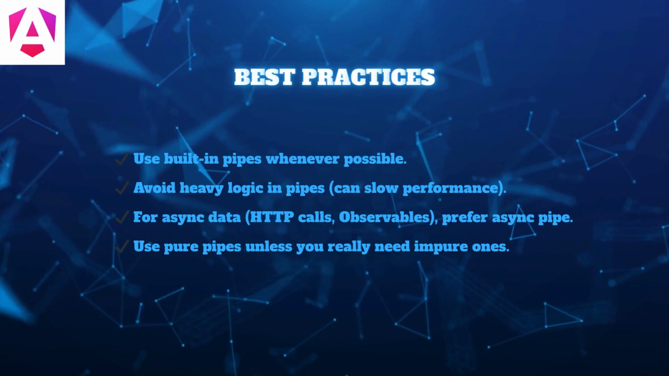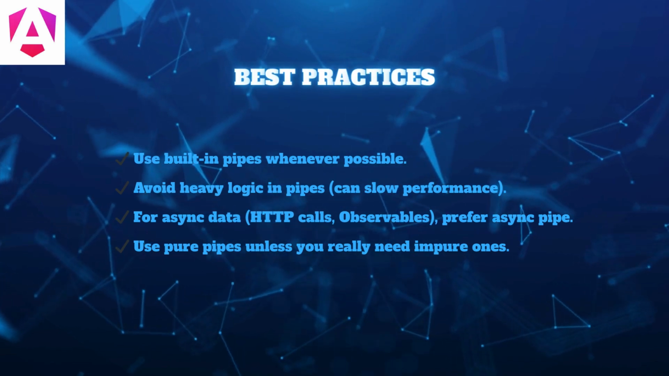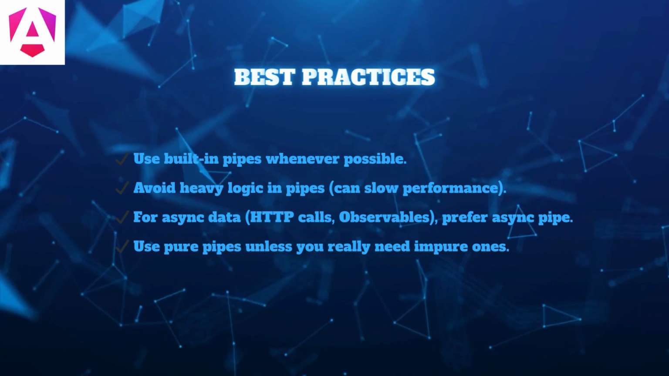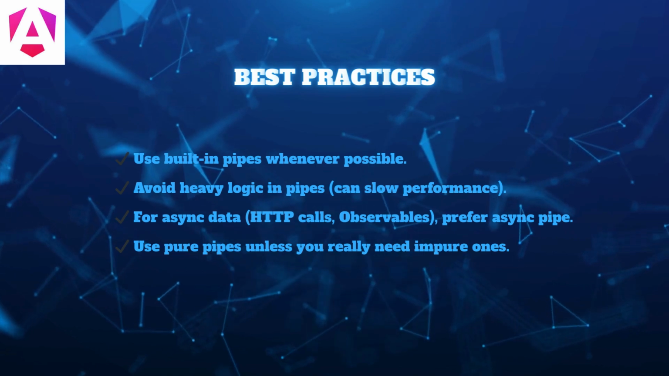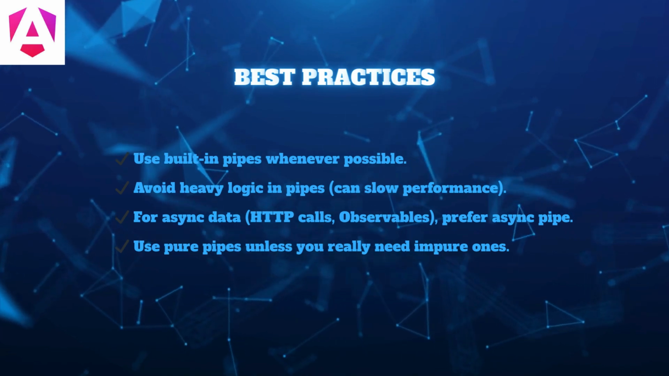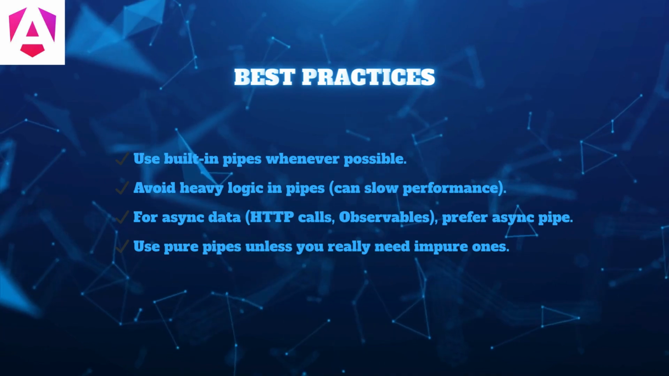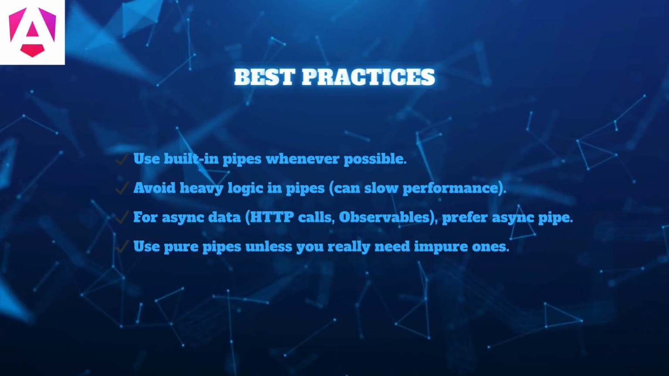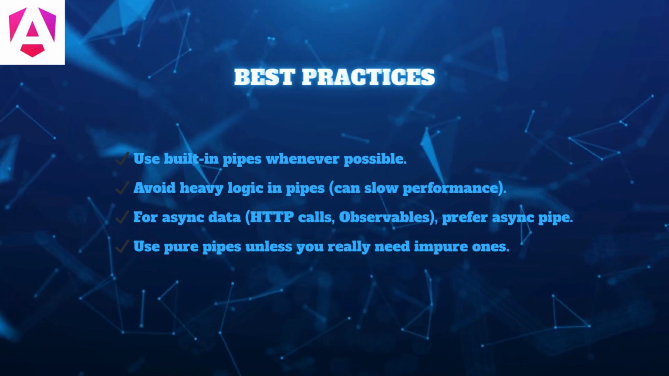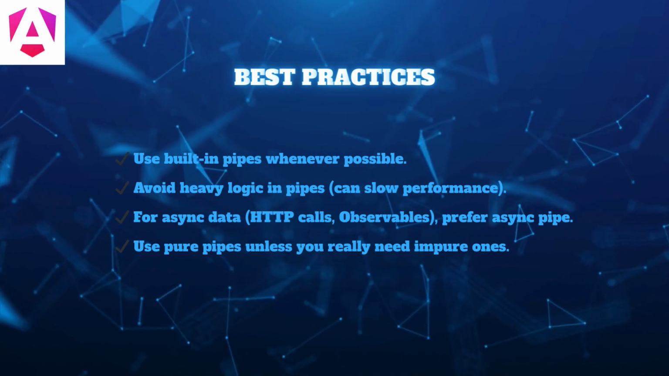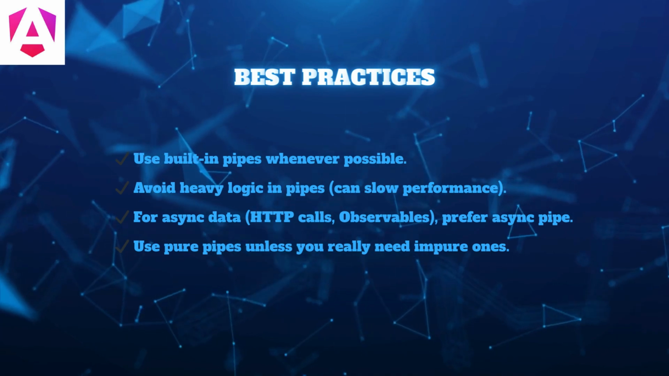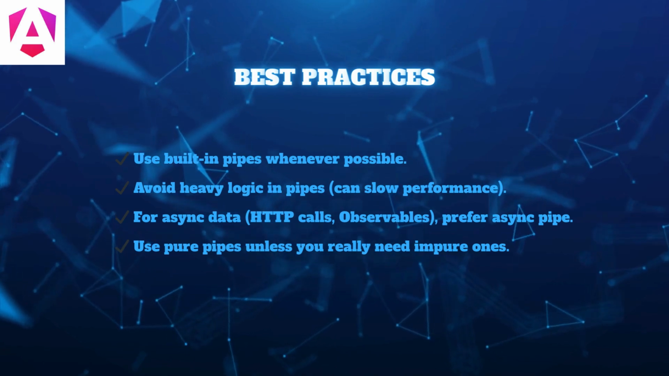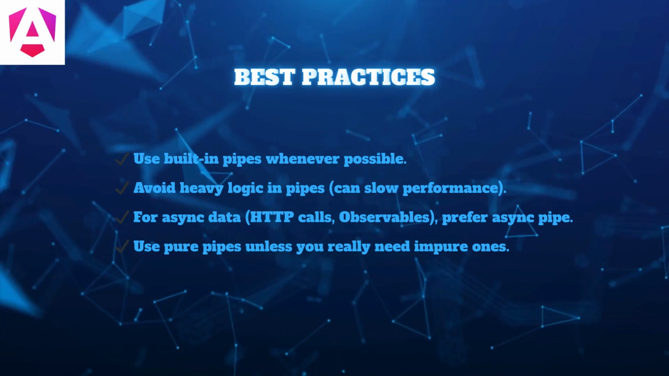So the best practices that you should follow: we should use built-in pipes whenever possible. Avoid heavy logic in pipes as it can slow your performance. And for async data, when we are making HTTP calls and expecting some data through observables, we should always use the async pipe. Always use pure pipes unless you really need impure pipes. So always prefer pure pipes as they are very good for your performance, as shown.